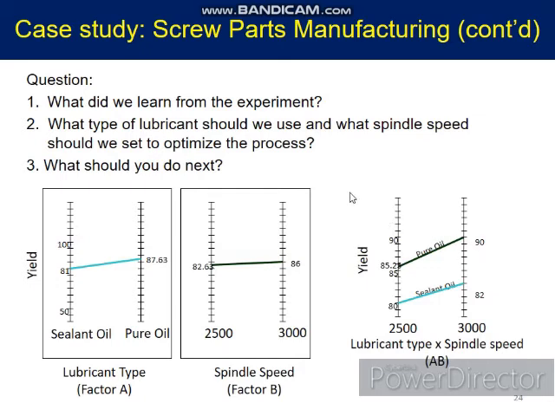So once this optimized setting is verified, then you can change the manufacturing process per this requirement. You run it with pure oil as lubricant and a spindle speed of 3000 RPM, and the expected yield should be around 90%.